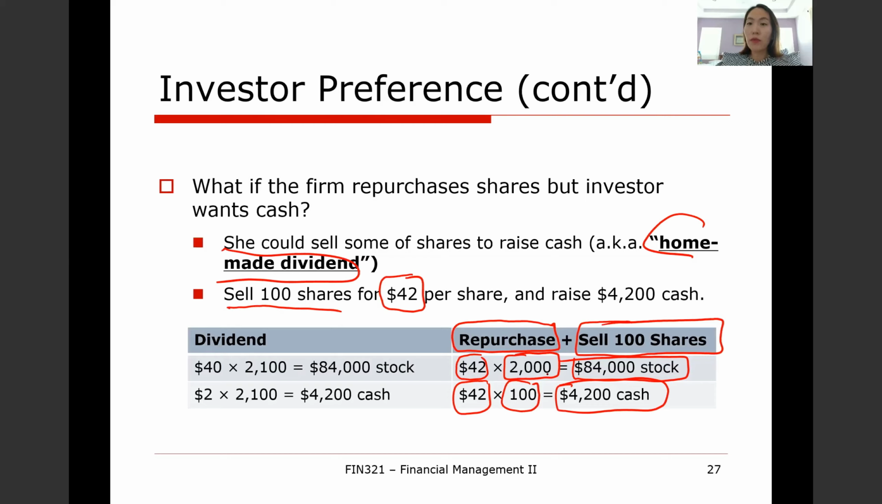Let's compare that to the portfolio value that you would have received if the company did a dividend instead. If the company did a dividend instead, as we have seen before, you will have $84,000 in stock and $4,200 in cash, which is exactly the same as the repurchase scenario combined with the homemade dividend.